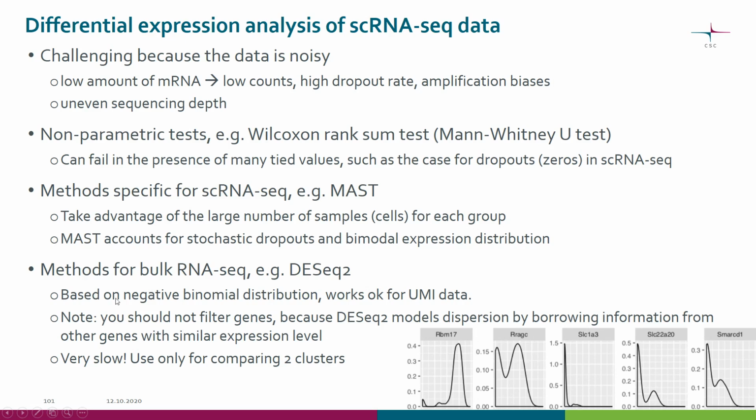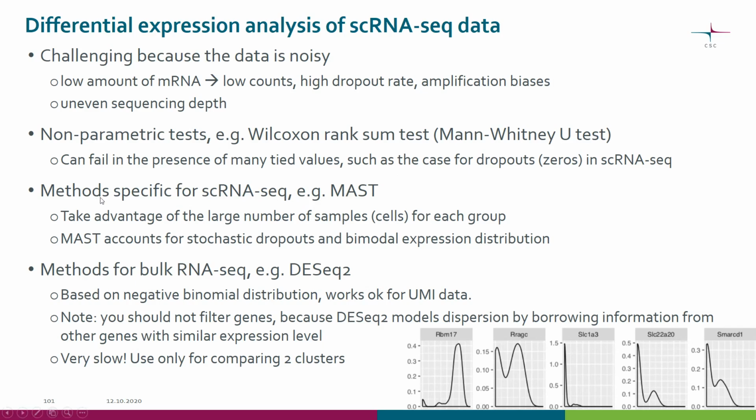There are different types of tests. The default in scRNA and in Chipster is the non-parametric test, the Wilcoxon rank sum test. But it has the limitation that it can fail in the presence of many tied values, so when many genes get the same rank. And this is of course the case here because we have many dropouts or zeros in the data.